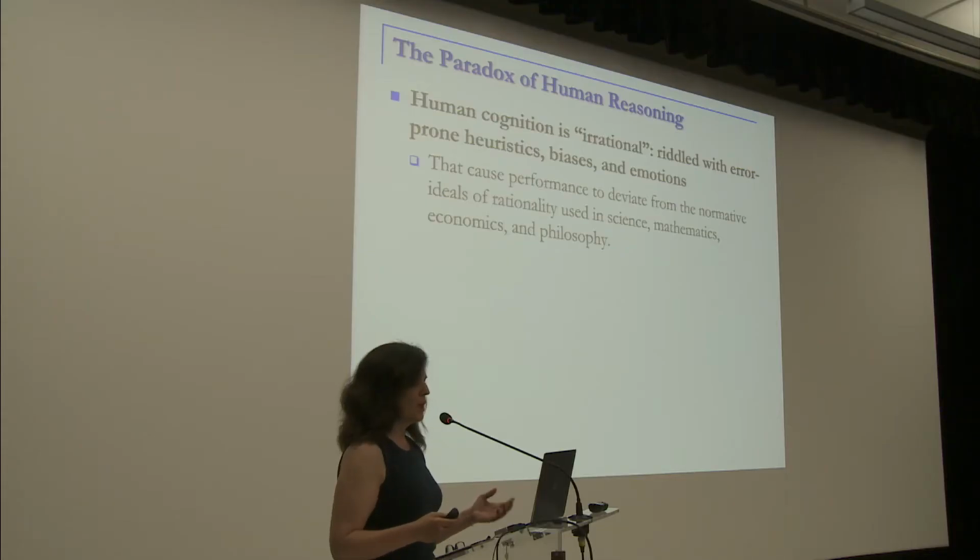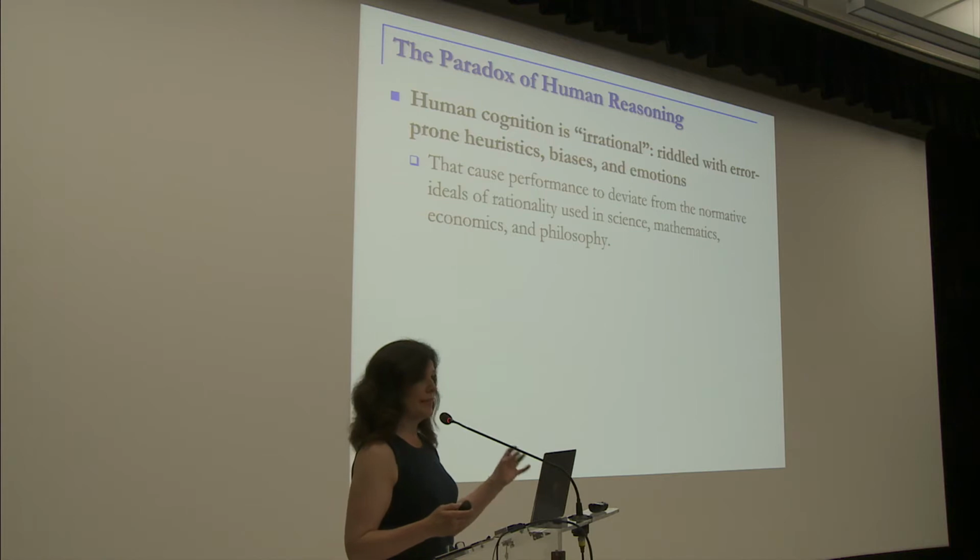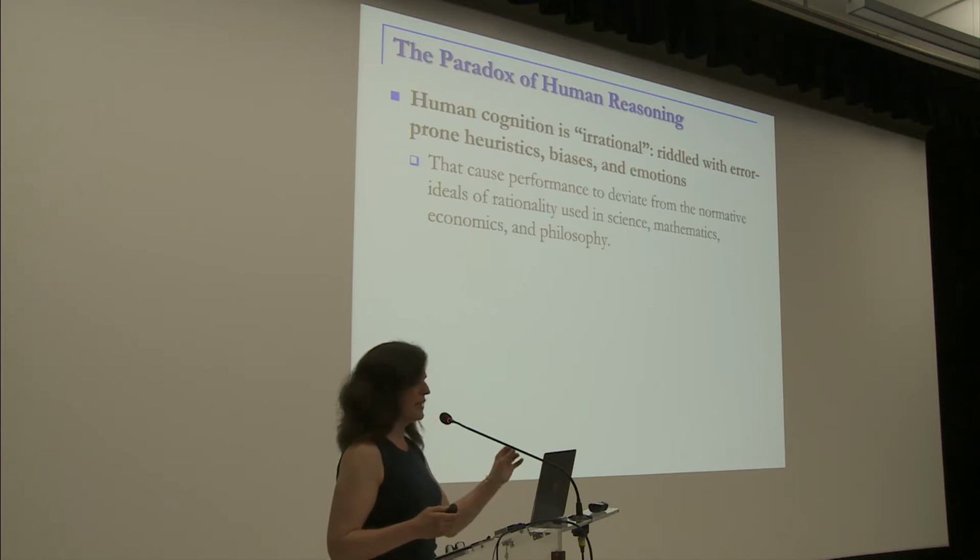Psychologists focus on normative theories of rational inference that are used in science, mathematics, economics, philosophy, and the research it inspired, and the theories used to explain those results create a paradox. Human cognition is supposedly irrational, riddled with error-prone biases, heuristics, and emotions that cause performance to deviate from the normative ideals of rationality used in science, mathematics, economics, philosophy.